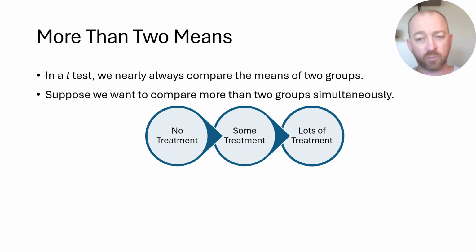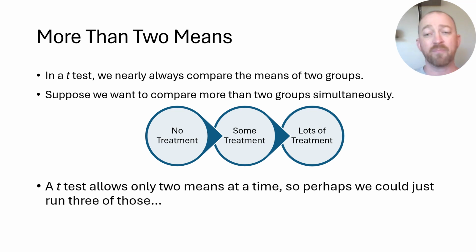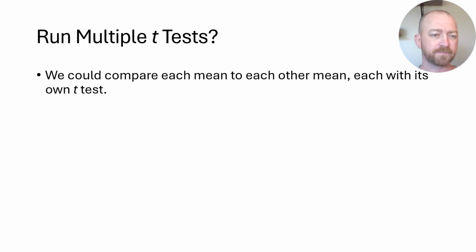This way I don't have to run two mean comparisons and then do a new study with two new mean comparisons and so on. I could do all of this simultaneously. Now, the problem, of course, is that a t-equation allows us to compare only two group means simultaneously. And so that's kind of a problem. Let's talk about why that's a problem.